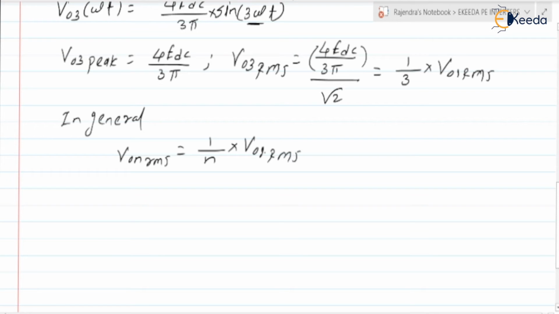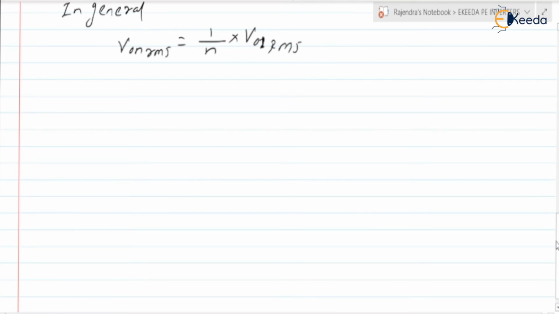Okay. So as the order of harmonic increases, its RMS value goes on decreasing. The RMS value of the output voltage goes on decreasing. But at the same time, its frequency increases, right? Frequency increases.